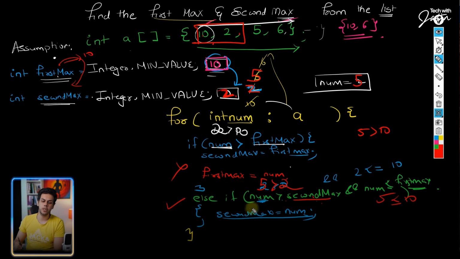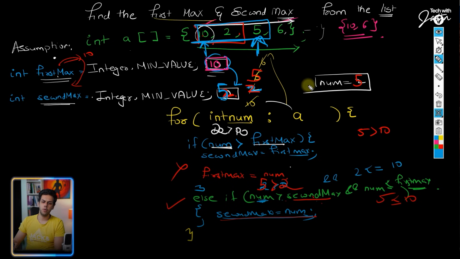Since both the conditions are true, what is going to happen? Second max is going to be updated. Second max is going to get the value from the number. Number is 5. So second max is going to be updated with 5. So now for 10, 2 and 5, first max is 10. Second max is 5. Are we correct over here? Yes or no?